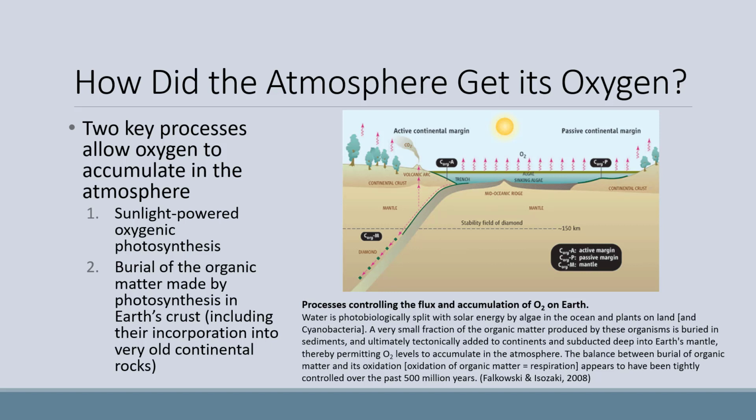continental rocks. Here's an excerpt from the article I mentioned regarding the processes controlling the flux and accumulation of oxygen on Earth. Water is photobiologically split with solar energy by algae in the ocean and plants on land. It should be noted that cyanobacteria are also important here.